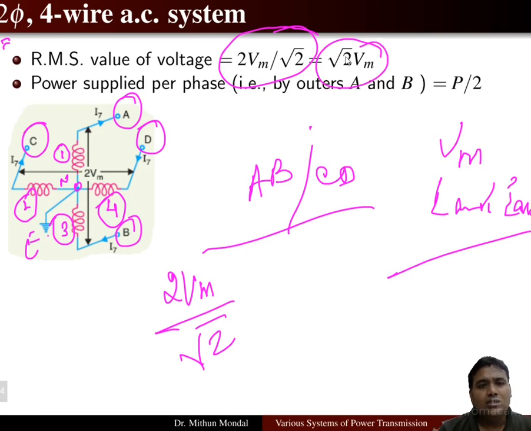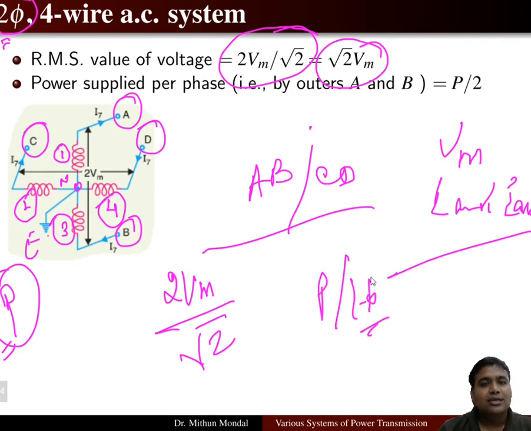Now, one thing more: we have seen that the power transmitted has to be constant. This is a 2-phase system, and we have said that the power has to be constant. So the power supplied per phase would be P by 2, where P is the total power and we have 2 phases. Okay.